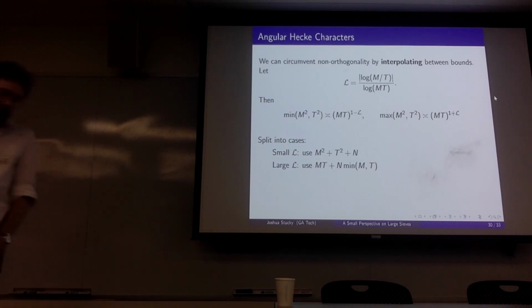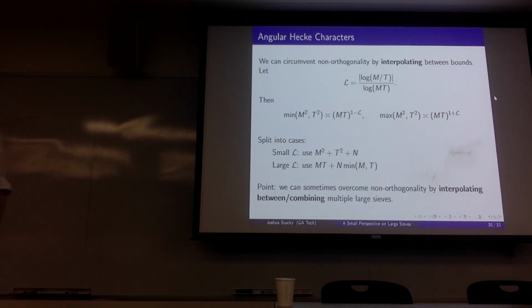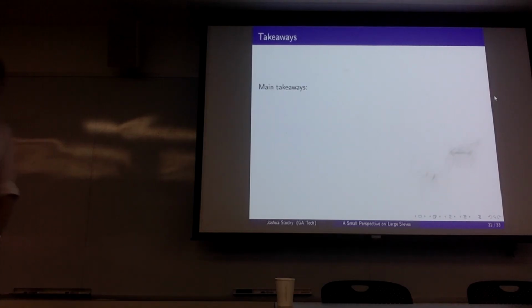When you're estimating large values of Dirichlet polynomials, you can regulate by taking a power of your zero detecting polynomial. This extra flexibility, along with interpolating between these two bounds, allows you to recover a result that would be as strong as if you had an optimal large sieve. So you can actually overcome non-orthogonality and get something that's just as strong by leveraging an additional pair of large sieves. The point is that we can sometimes overcome this by interpolating or combining large sieves.